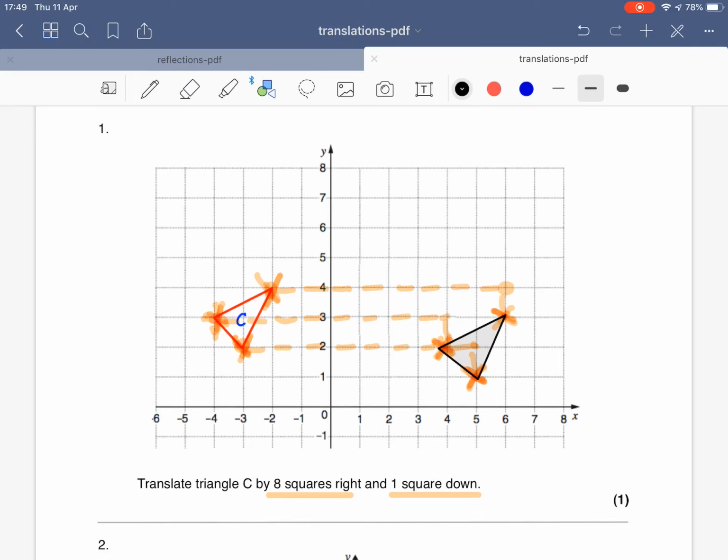Okay, so it hasn't flipped. It hasn't been enlarged. It's exactly the same triangle. It's the same shape, same size, so it's congruent. So I've just moved it. And that's it.